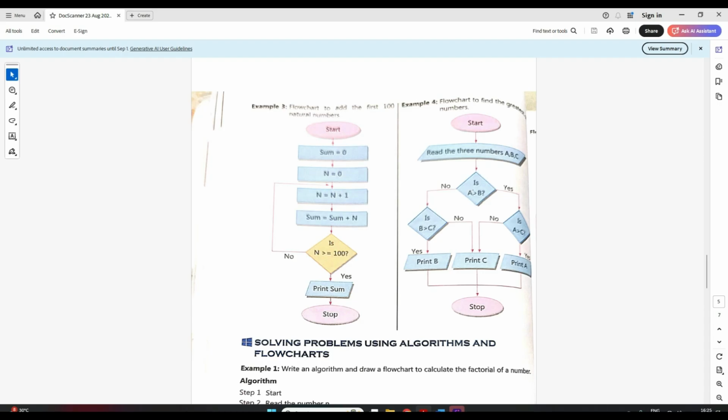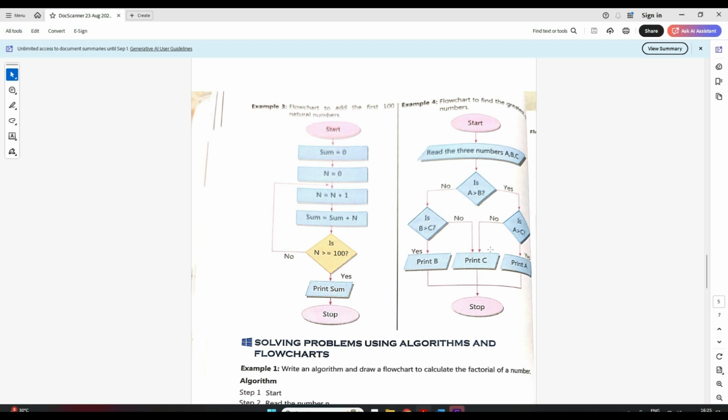Here what I'm checking, see, is A greater than B? If it is no, that means B is greater than A. Clear? So here I'm again checking is B greater than C. Now from this, if it comes out of here, that means B is greater than A, right? Now here I'm checking if B greater than C. If B is greater than C also, if it is yes, that means B is the greatest. I'll print B, correct? And if it is no, see, if both are no, that means C is the greatest.